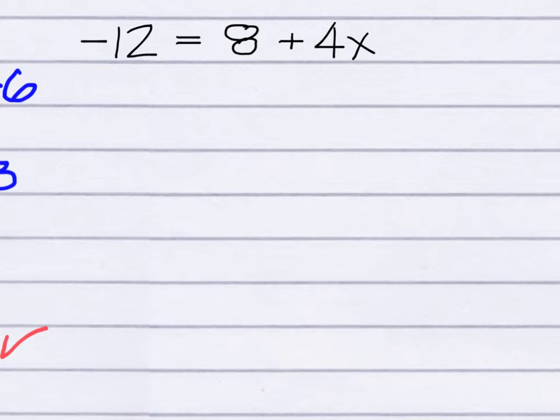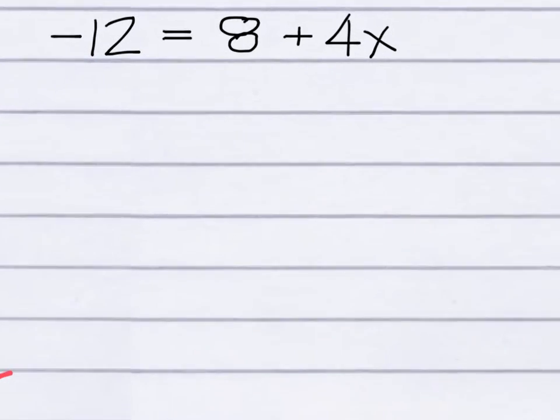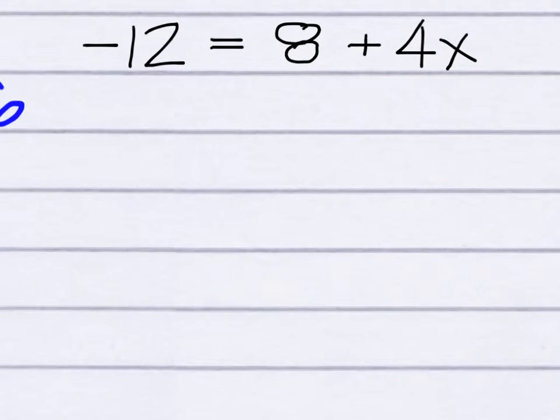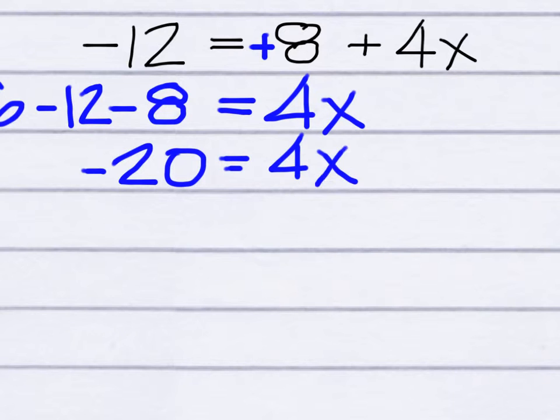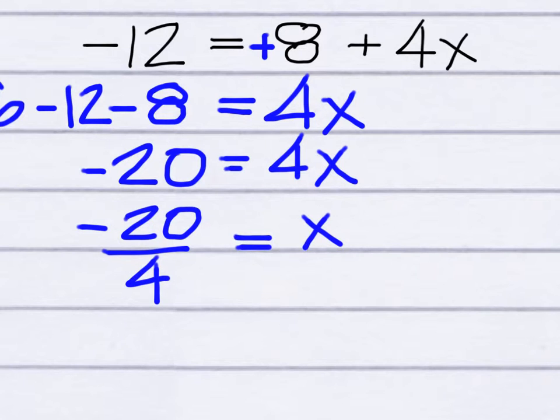Negative 12 equals 8 plus 4x. The x term is on the right. That's okay. You can leave it there. 4x. But that plus 8 must go to the right and be put to the right of the negative 12 and become minus 8. Crossing the equal sign with plus 8 makes it minus 8 over on the other side. Negative 12 minus 8 is negative 20. Divide the negative 20 by the 4 and come up with negative 5.